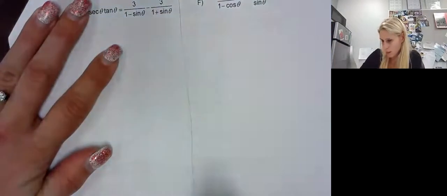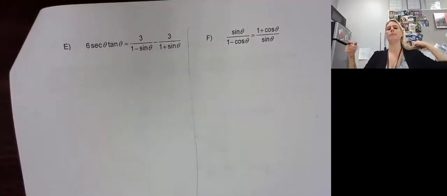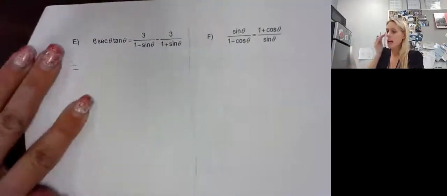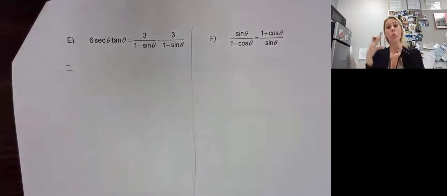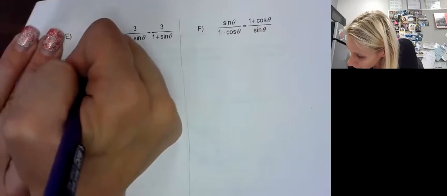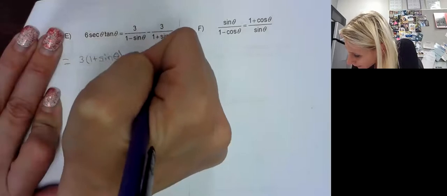The last two, I'm going to divide this in half so my work doesn't run into each other. Then look at E, what side looks more complicated? Hopefully you said the right one. So I'm going to put my equals and work on that right side. Now, if you look at this, we have two rational expressions that we can put together into one, right? We have to have a common denominator. So what I'm going to do with the common denominator is multiply each of them by each other's denominator. So 3 times 1 plus sine theta minus 3 times 1 minus sine theta.